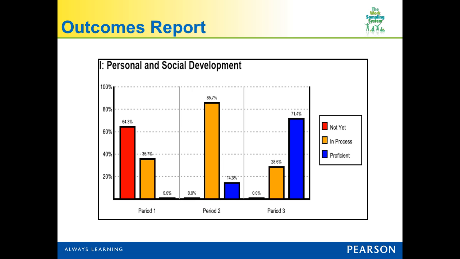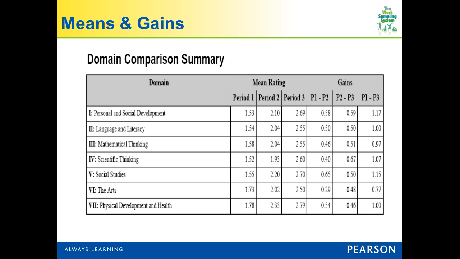All right, one last thing before we take a look at the report, just so that it makes the most sense to you when we go to see it. At the bottom of each outcome report, you'll see different types of information. One type of information that you'll see will give you what we call the mean and gains reports, or the domain comparison summary. You can see here it's for all 7 domains.